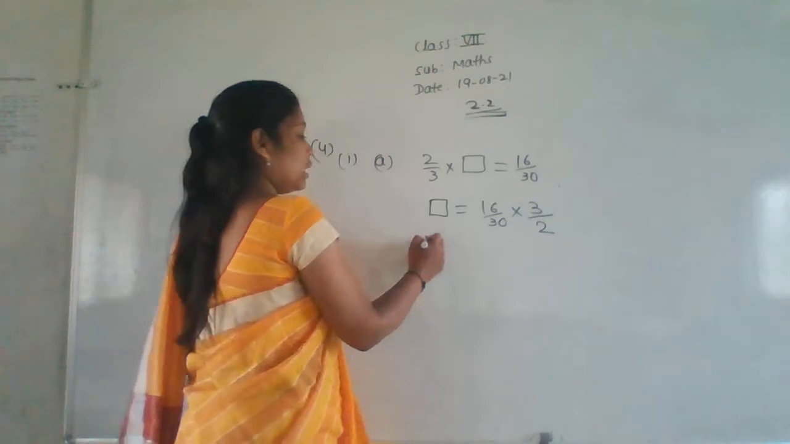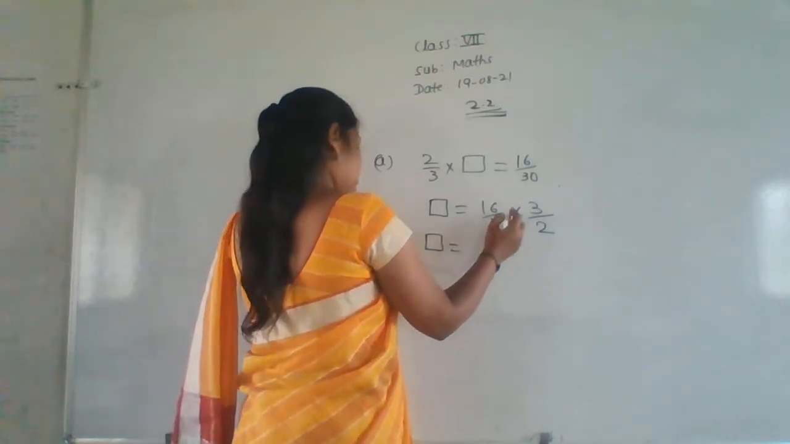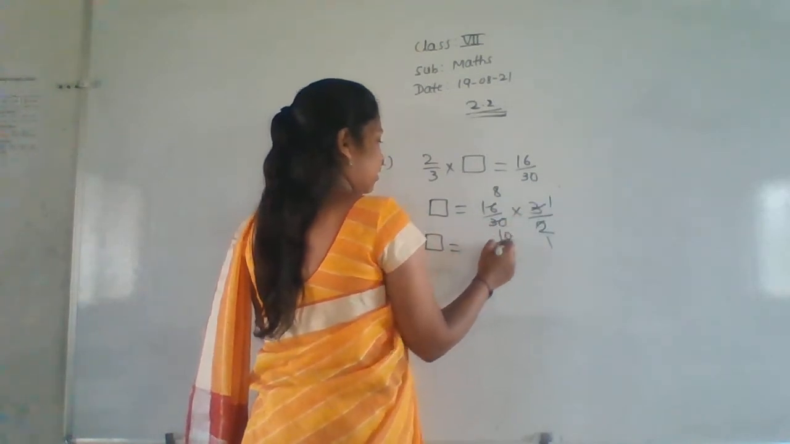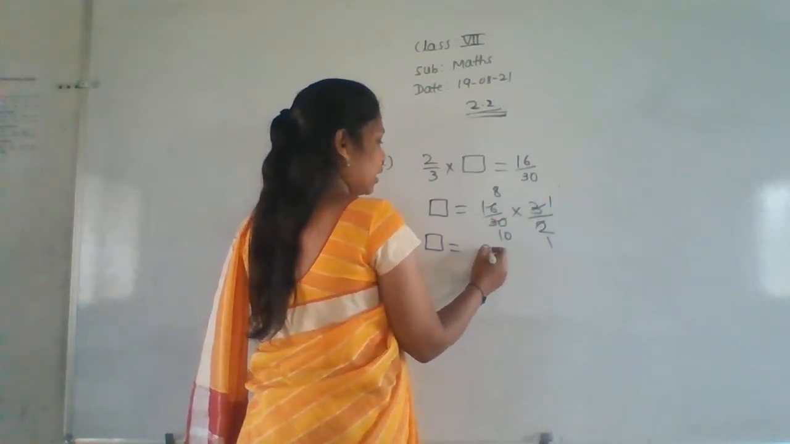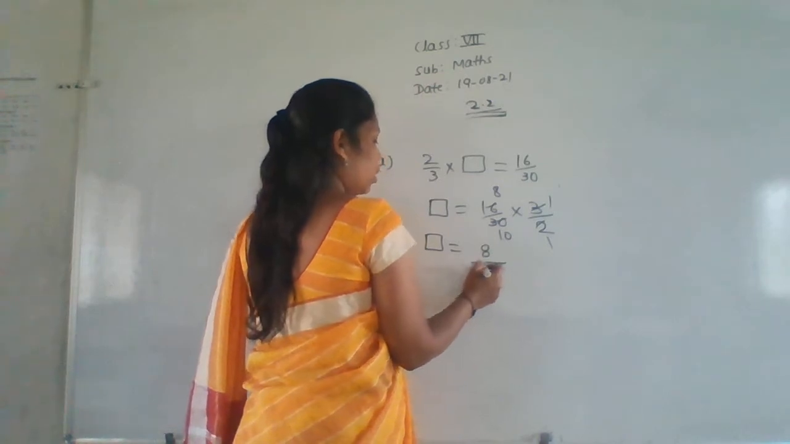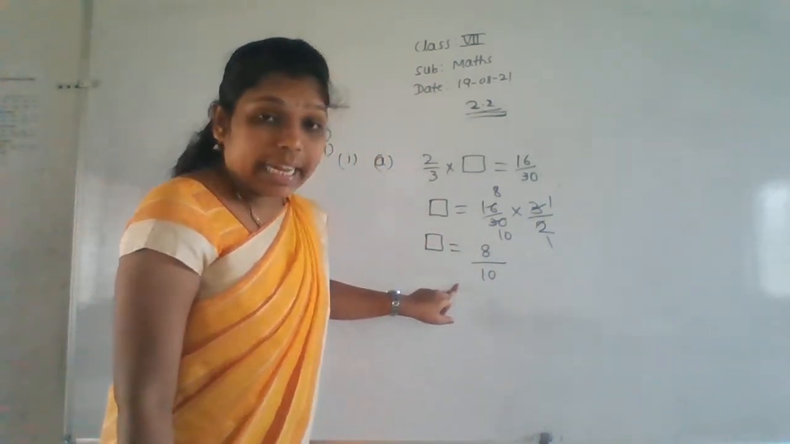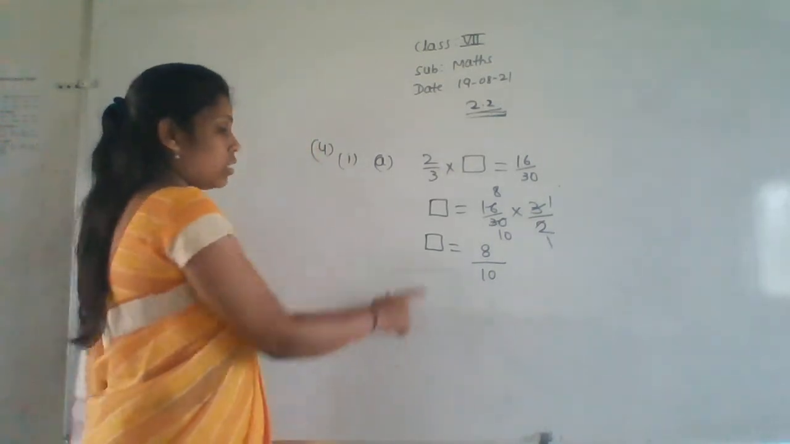Okay. Now do the cancellation here. 2 ones are 2, 2 eights are 16; 3 ones are 3, 3 tens are 30. Right? 8 into 1 is 8, 10 into 1 is 10. So what is the answer here? The box fraction is nothing but 8 by 10. This is the answer for this box.